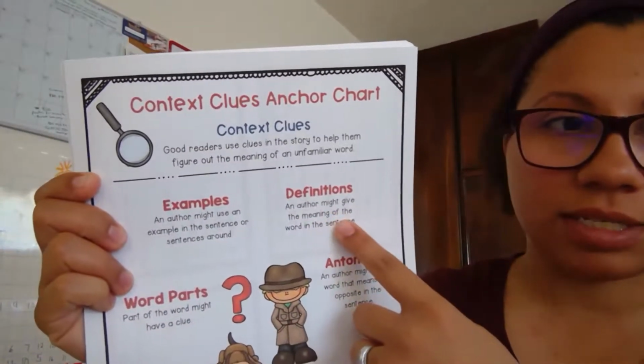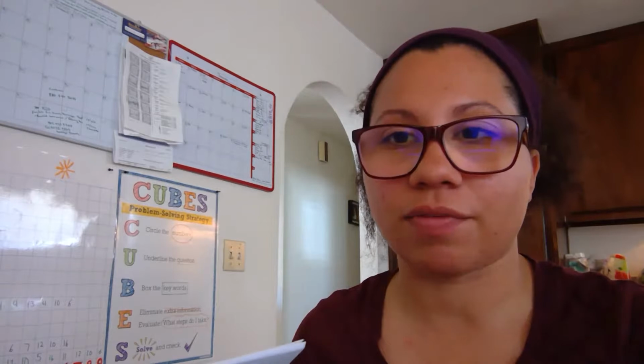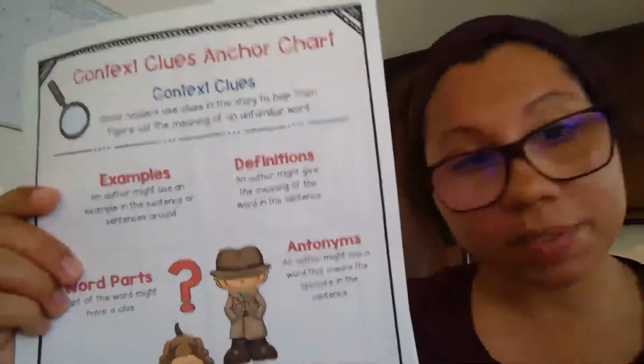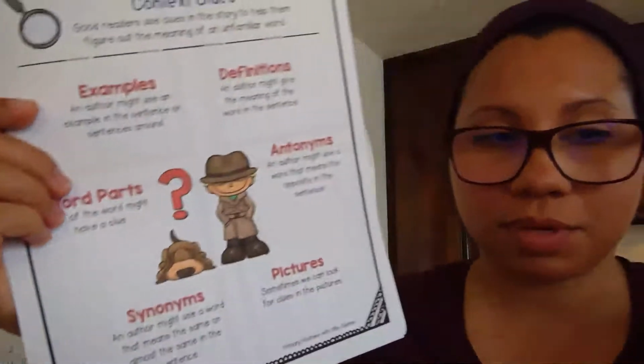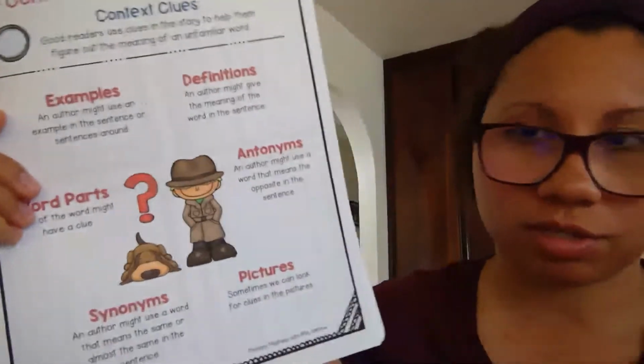The author might give you the exact definition. There might be word parts, where we've been talking about our suffixes and our prefixes. Those are word parts that go in the beginning or at the end of a word that changes the word's meaning. So we'll have the word happy, and you can put the prefix un in front of it. So unhappy becomes not happy, and it changes the meaning of the word. So that's word parts. You can have antonyms, meaning the opposite of the word. You can have synonyms, meaning a word that is similar to the root word, and you can have pictures.